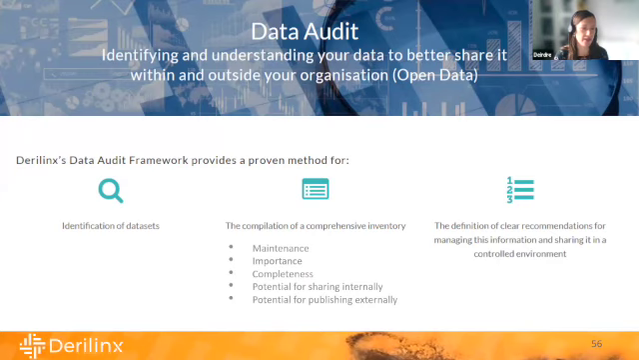So the first thing that we do with different organizations is look at a data audit. This is when they come and say, where do I start? What do I do? First, they want to understand, well, what data do you hold? What data do you manage? And to have a little look around that. So first of all, identifying the data sets that you own, that you manage, that you work on a day-to-day basis. And that can be across many different units.